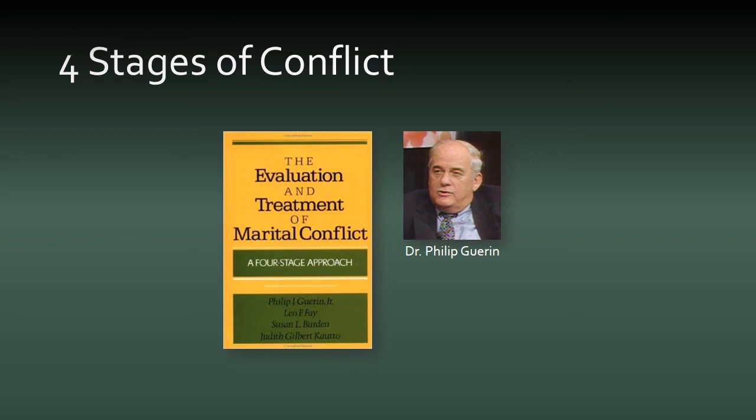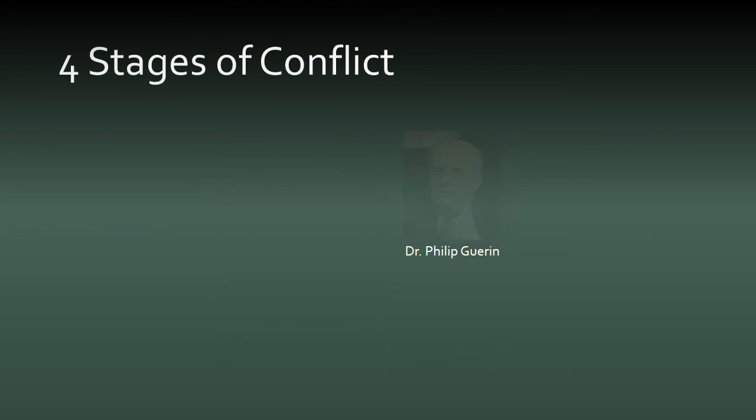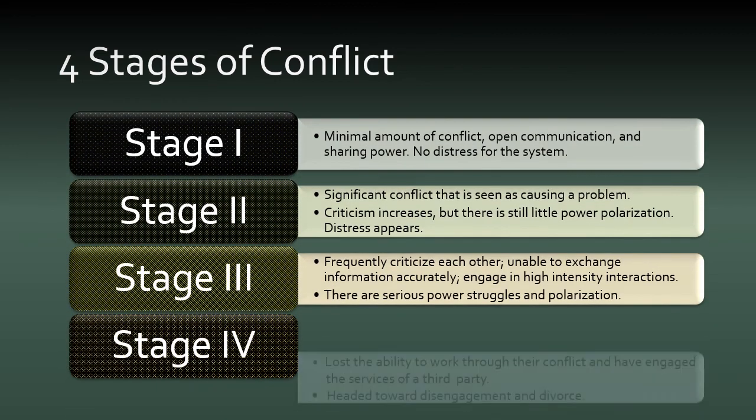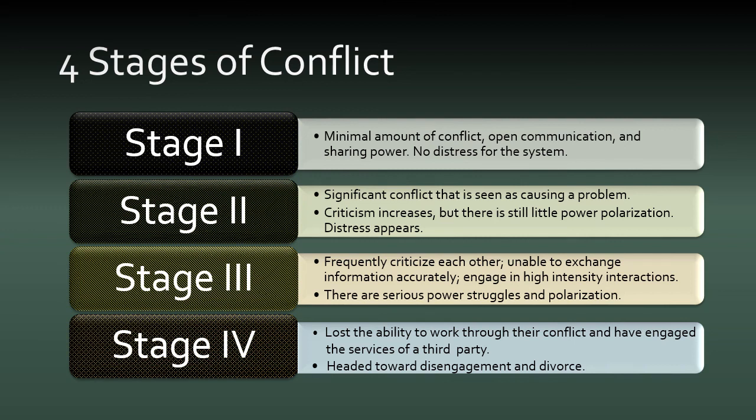They found that troubled couples tend to fall into one of 4 categories, and each is best suited to a particular treatment approach. Stage 1, there is minimal conflict, open communication, and sharing power. There are just mild conflicts and no significant distress for the system. In stage 2, there is significant conflict that is seen as causing a problem. Criticism increases, but there's still little power polarization, and distress appears.